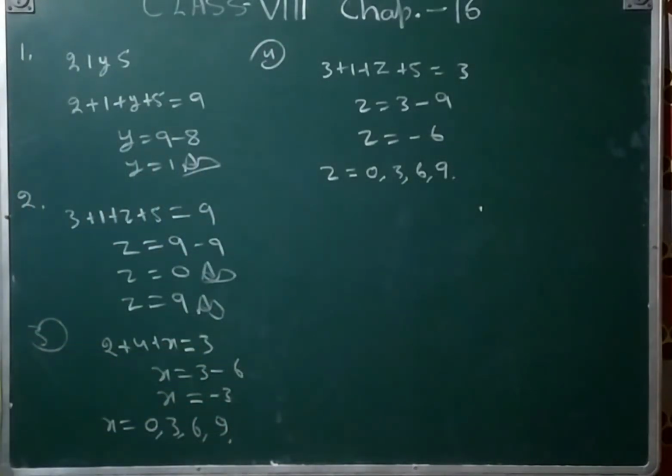So I am again explaining the tests of divisibility. If you know that a number is divisible by 2, 3, 5, 6, then your calculation will be very easy.